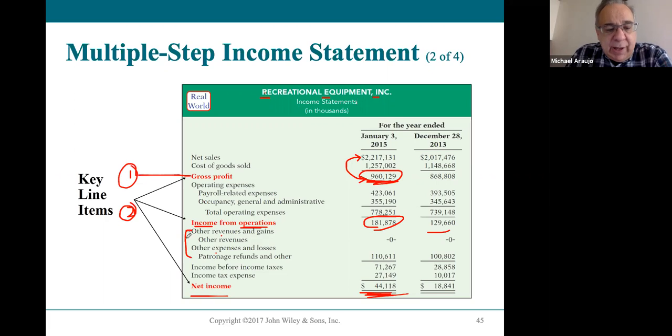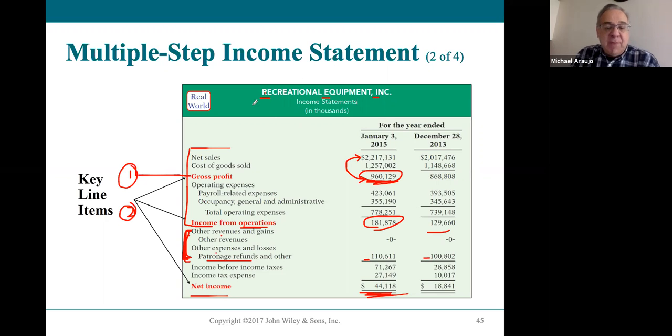So what I really like about the multi-step is they break out the other stuff that they're doing separate from the main business. So what you got here is everything that's related to the main business. And then this other section basically is all the other stuff that they might be making money from. For our friends at REI, they're not making any other revenue, but they do pay out a large portion of their profit in the form of a patronage refund.